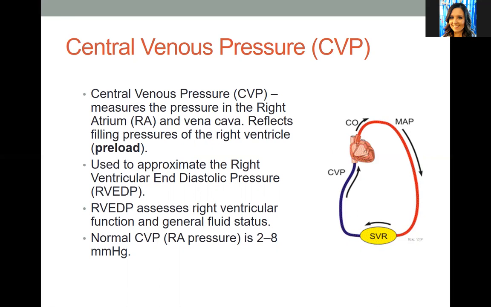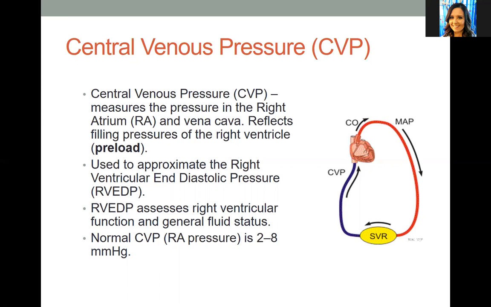You may also see CVP called right ventricular end diastolic pressure. All that's saying is at the end of diastole, what is the pressure in that vessel or in that ventricle? We use CVP to assess right ventricular function and general fluid status. So for measuring all the fluid coming back to the heart, we can actually measure their fluid status with a CVP. CVP may also be called right atrial pressures, or RAP.